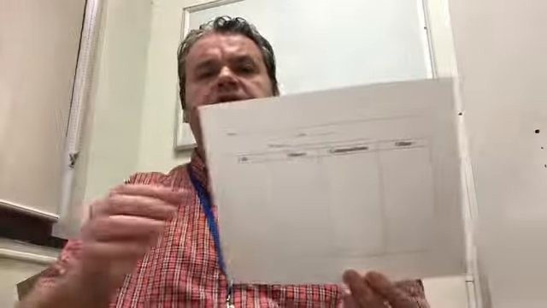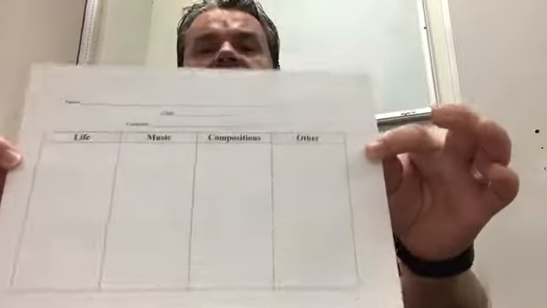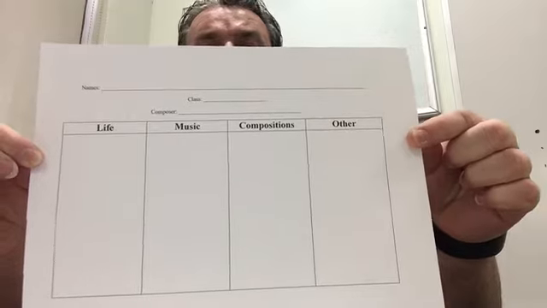And then I would provide a chart like this. Now you don't have to do this, but this is what I do. And there are 4 categories in the chart.